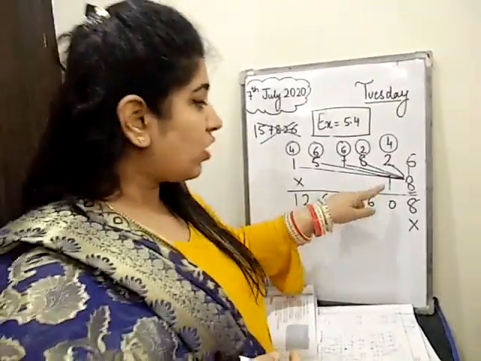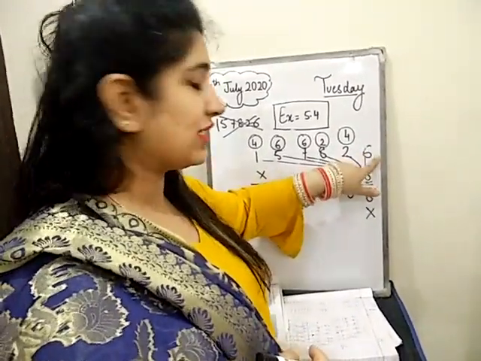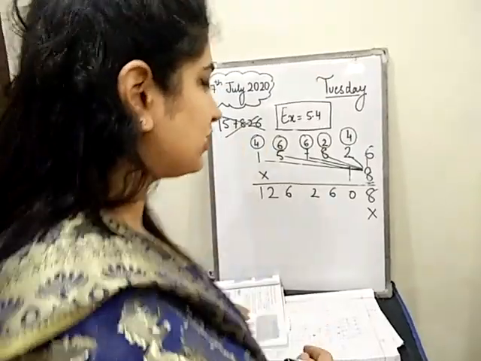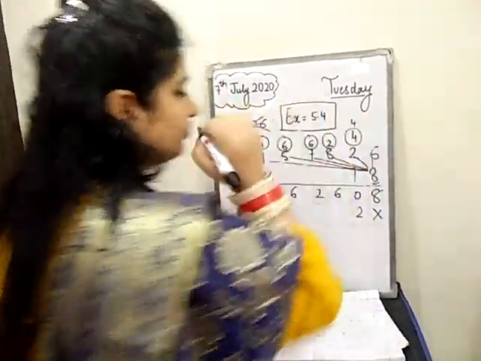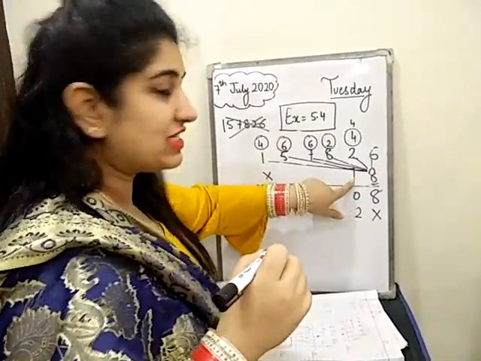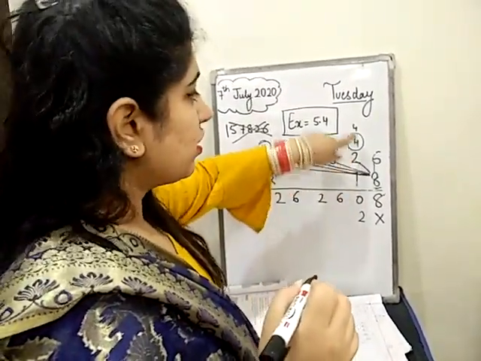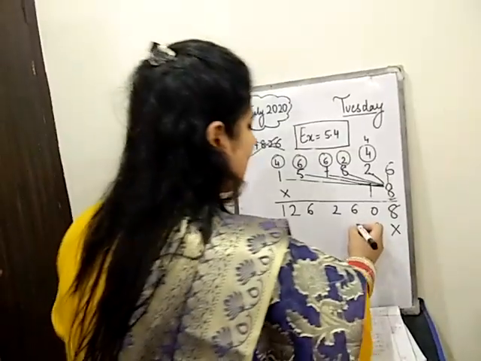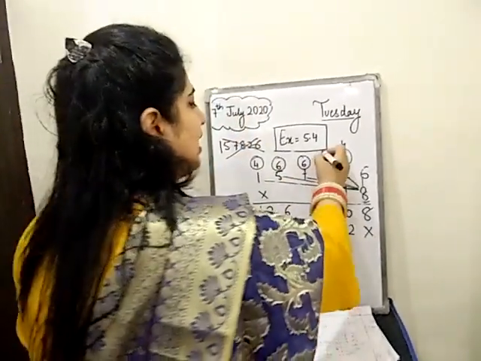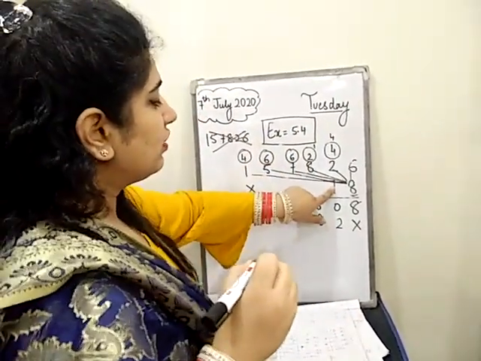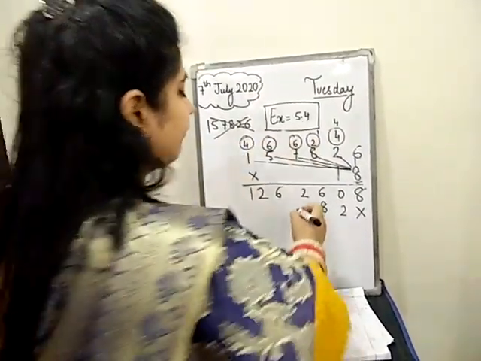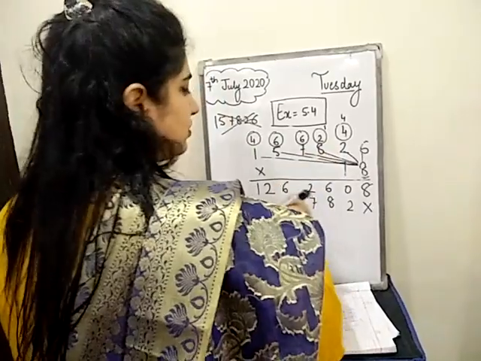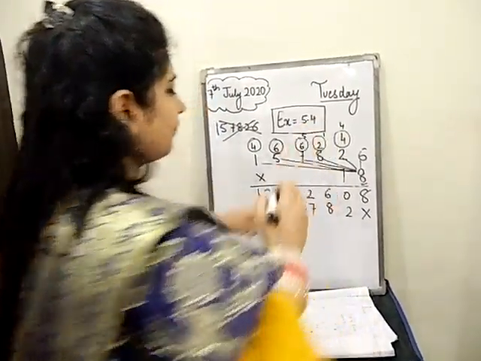Clear? Now you will multiply 7 with 6. So 7 6s are 42. So 2 here and 4 carry. Again, now you will multiply 7 with 2. It will be 14, and 4 will be 18. So 8, carry 1. Now you will multiply 7 with 8, that is 56 plus 1, 57. So 7, and here you will write 5.